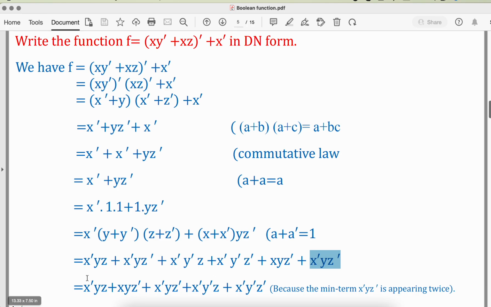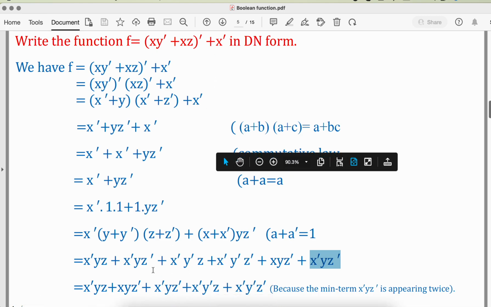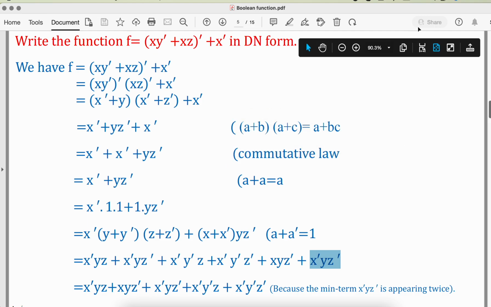So this is in the disjunctive normal form or DN form. So we have converted the given function in this form. All the examples to reduce the given Boolean function into disjunctive normal form can be solved using this method.